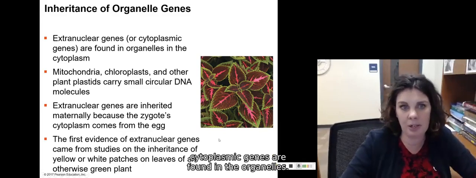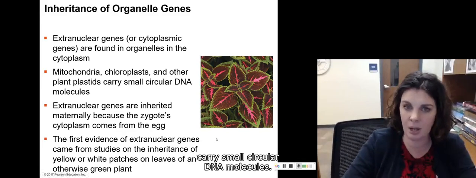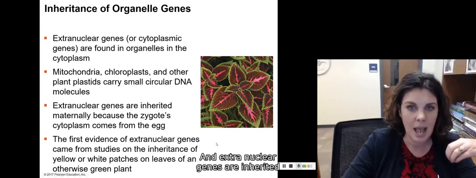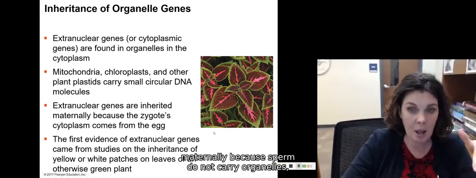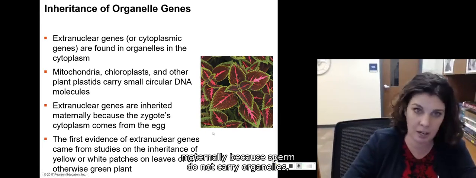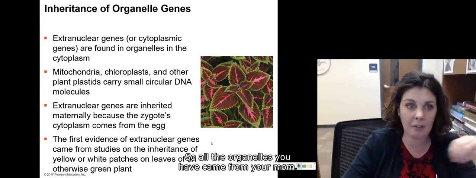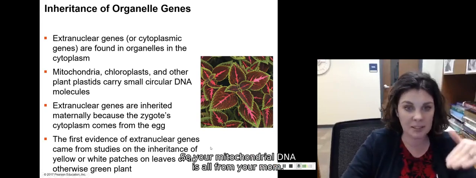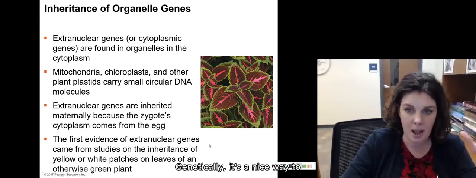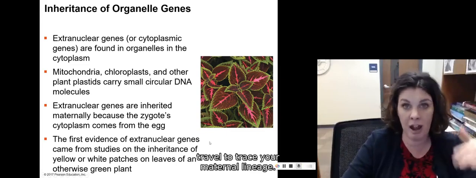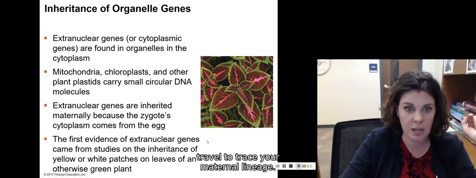Extranuclear genes, or cytoplasmic genes, are found in the organelles. So mitochondria, chloroplasts, and other plastids carry small circular DNA molecules. And extranuclear genes are inherited maternally, because sperm do not carry organelles, only the egg has organelles. So all the organelles you have came from your mom. So your mitochondrial DNA is all from your mom. Genetically, it's a nice way to trace your maternal lineage.